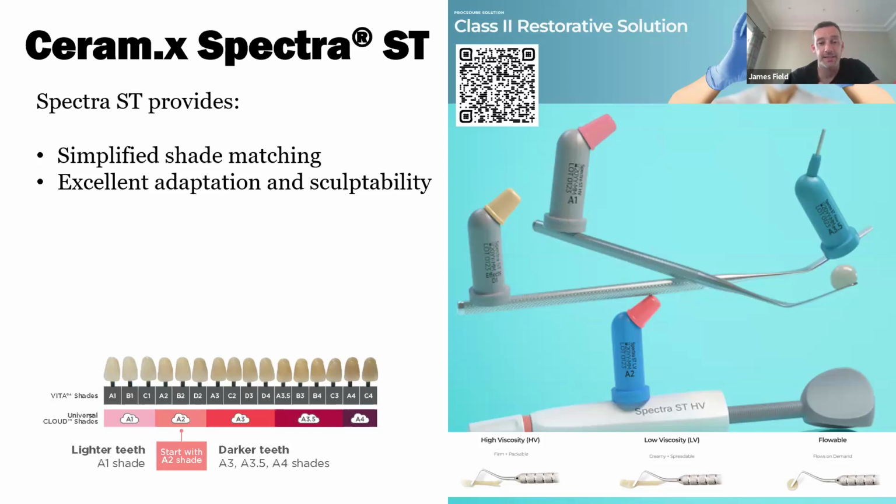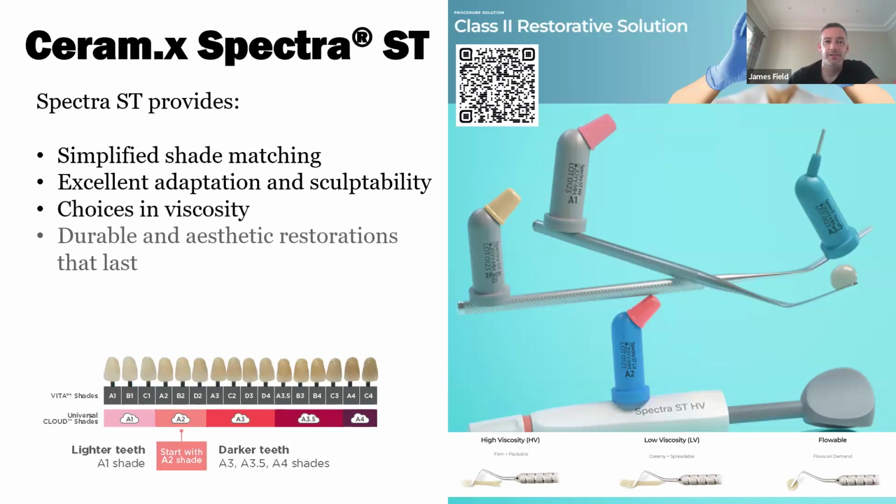I personally think this has excellent adaptation and sculptability as a mainstream restorative composite material. You get a bit of choice in terms of viscosity, and you get very aesthetic restorations that are durable and they last.